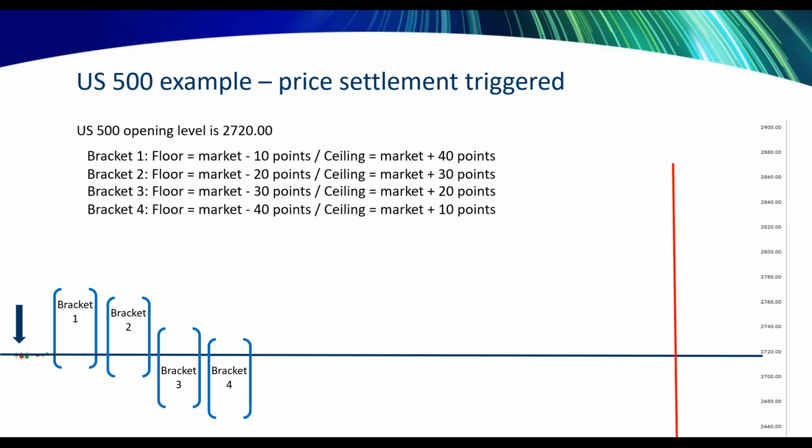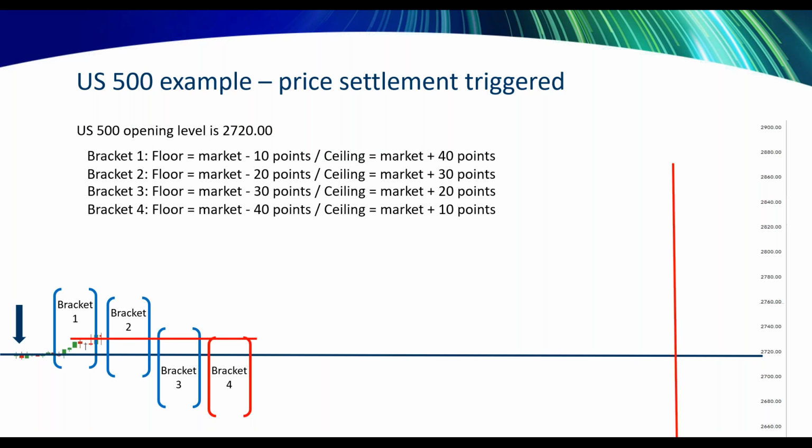Now let's go through an example where price triggers the settlement. All right, here we are. This is our example. We've started trading and the S&P opens and it starts trading higher. What happened? It went up a little bit, and notice bracket number 4, which is the one that had the lowest ceiling, got touched. As the market started trading higher a little bit, the bracket 4 ceiling got touched and it expired. It settled. Boom.